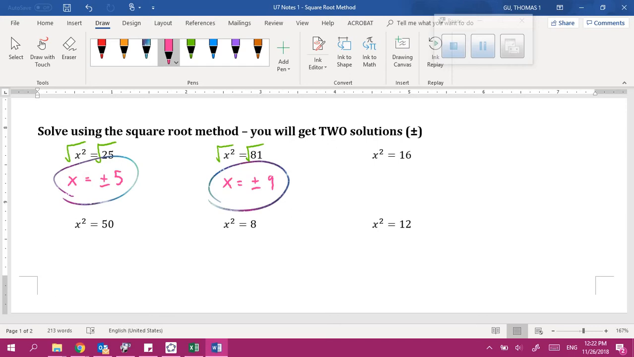And what about the next one? X squared equals 16. What do I do to get x by itself? Square root it. That gives you? That's right.